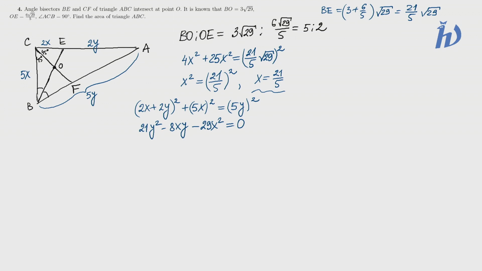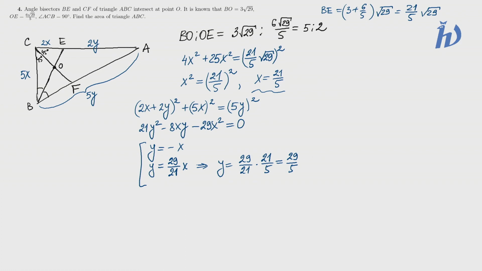This can be considered as a quadratic equation with respect to y, and we can find its roots in the usual way. And so either y is minus x or y is 29 over 21 x. The first root is not appropriate here, for y and x are positive values, and so we only have the second one. From the second one we get that y is equal to 29 over 21 x, and if we substitute x for what it is, we'll get that y is 29 over 5.